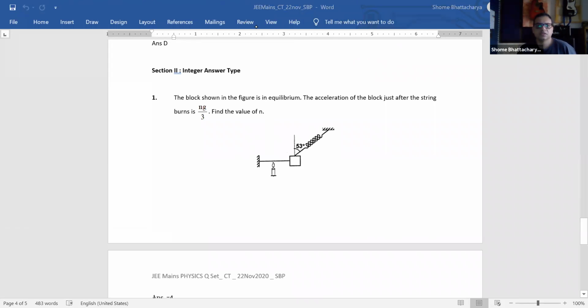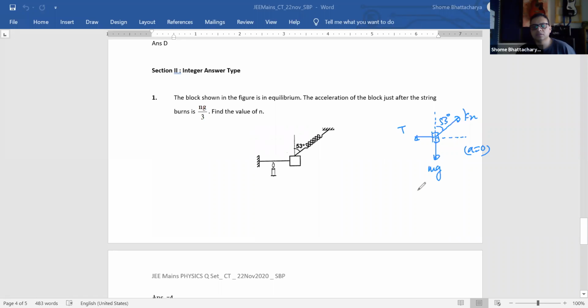So what is happening here is that initially this block is in equilibrium. So initially the block is in equilibrium means that there is some tension here, some spring force Kx, and there is weight mg. Okay, so you can calculate all these forces. So you can use Lami's theorem or whatever.